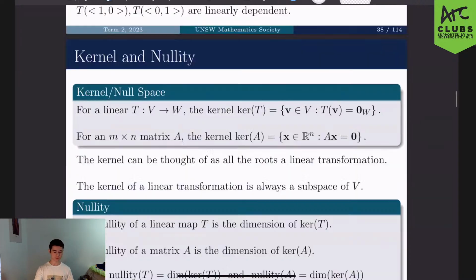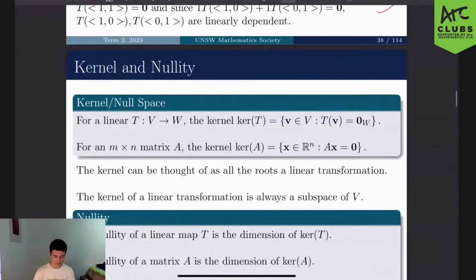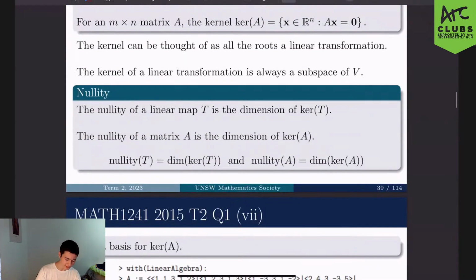As we saw just before, we saw something like this. If x1 and x2 are the same, we get 0. So we have a kind of null space there. Nullity is the dimension of the kernel, really quite quick.